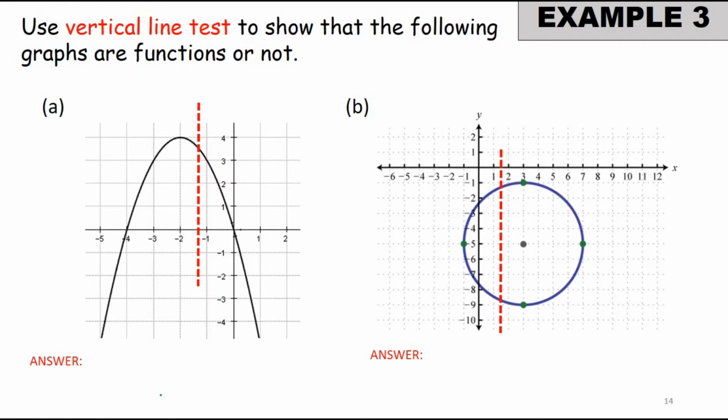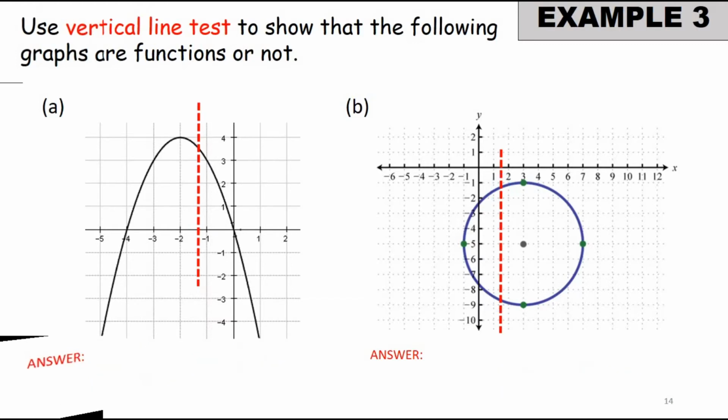So the first graph shows that it is a function because the vertical line test shows that it cuts at only one point. But for the second graph, by drawing the vertical line, we see two cuts. This is not a function.